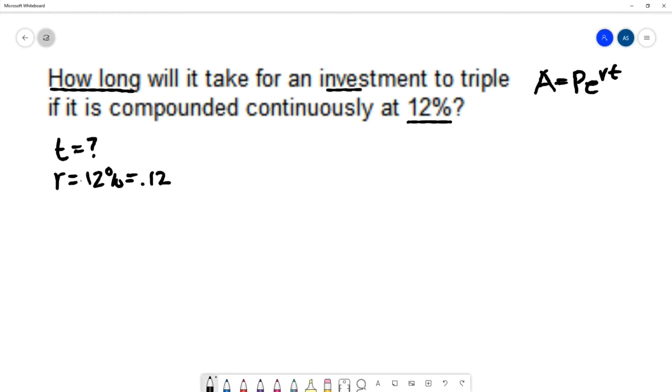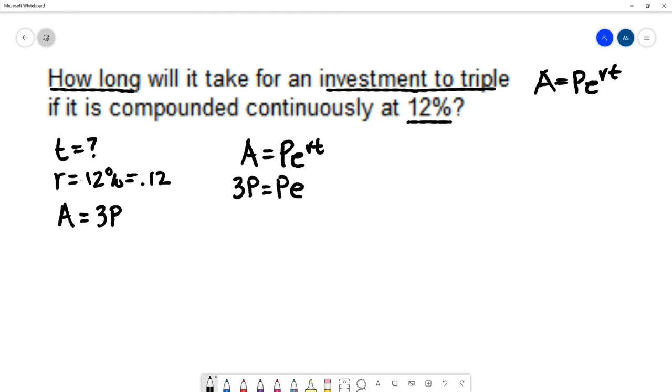And we want to know how long for our investment to triple. This tells us the relationship between the ending and the starting amount. My ending amount will be triple the starting amount. So let's substitute this information into the formula. A equals PE to the RT. A is 3P. We have PE to the 0.12 T.